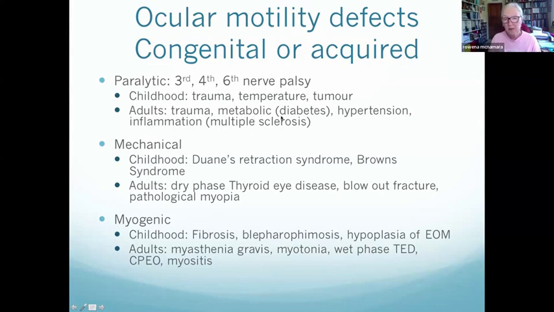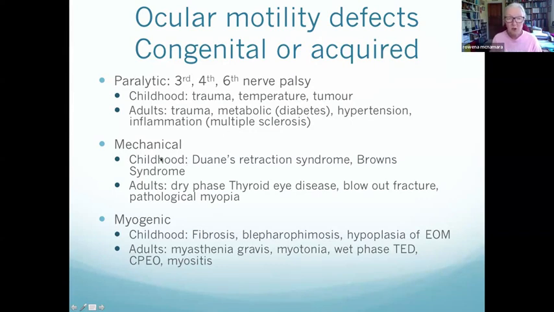Most common, unfortunately in our society where we have a high incidence of diabetes, we have quite a lot of muscle palsies due to diabetes, due to embolisms or vascular changes around the nerves or the nuclei in the midbrain, and hypertension and inflammation, especially things like multiple sclerosis.